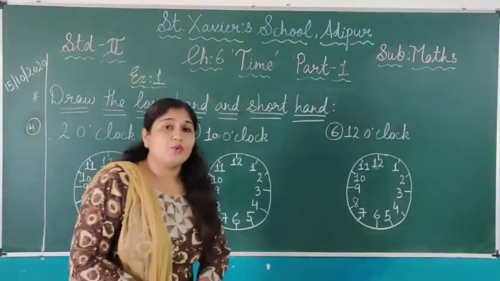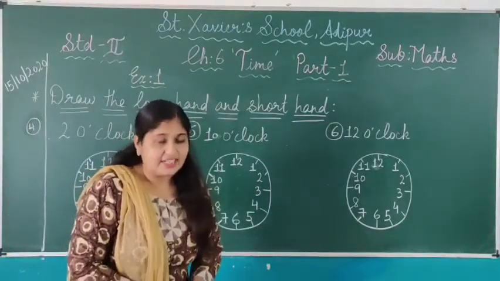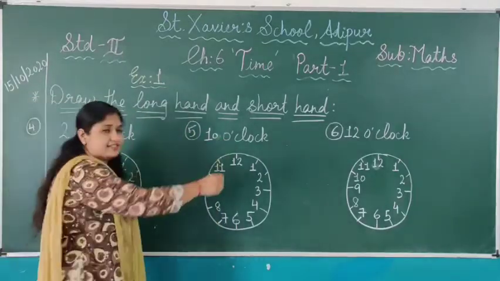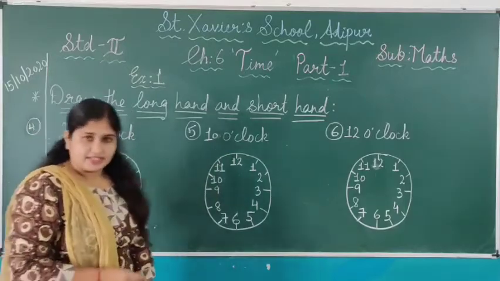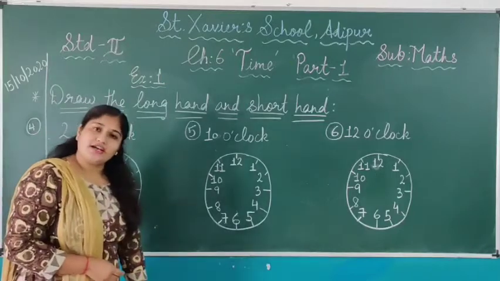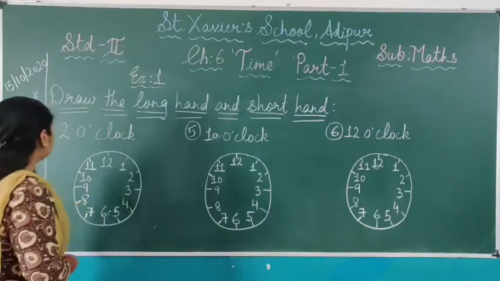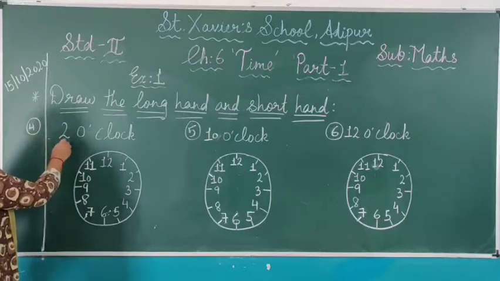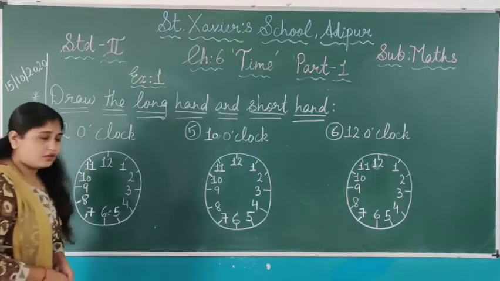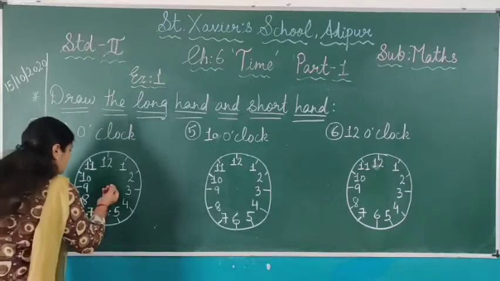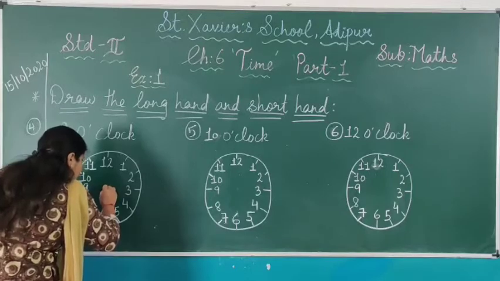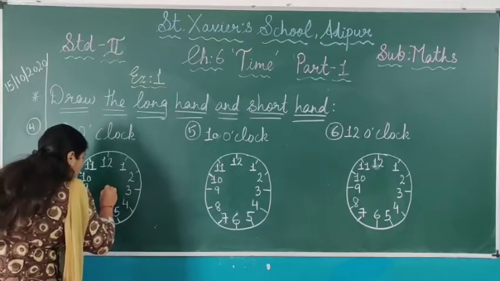So now students, we are continuing the same exercise with 4th, 5th and 6th, right? Same exercise. In this blocks also, we have to draw the short hand and the long hand, right? So now the 4th one. The 4th one is 2 o'clock. So, first of all, in the center, you have to draw a dot like this. Then, 2 o'clock. Right, students?